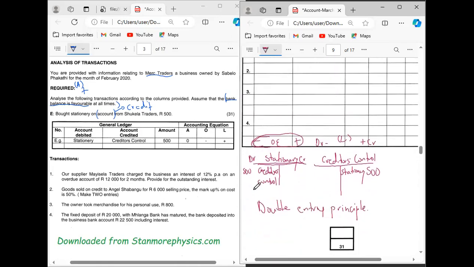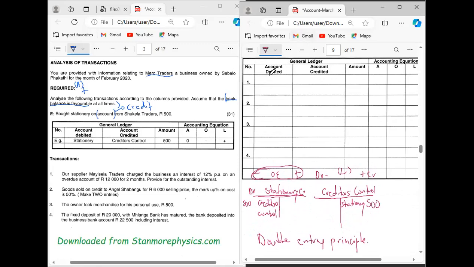And then this is how basically we do it. The account debited is stationery, because we recorded stationery under the debit side. Then we write that stationery is the account that is debited. And the account that is credited is creditors control, because we recorded it under the credit side. We are crediting it with 500. We bought for 500, and then we put 500.